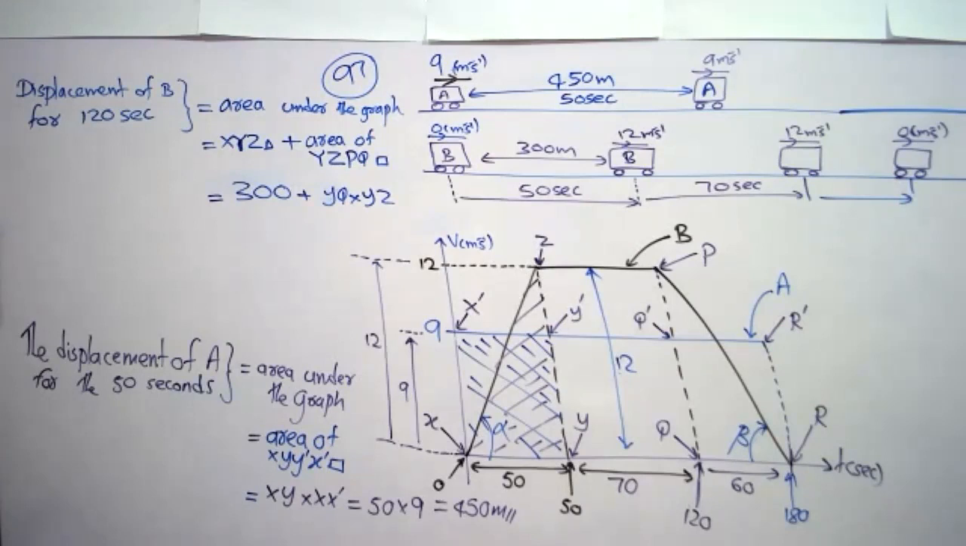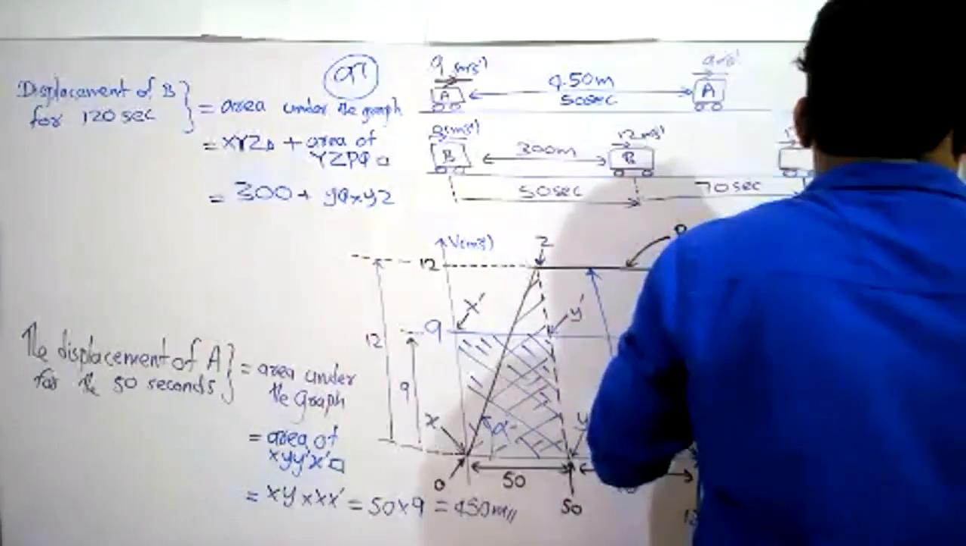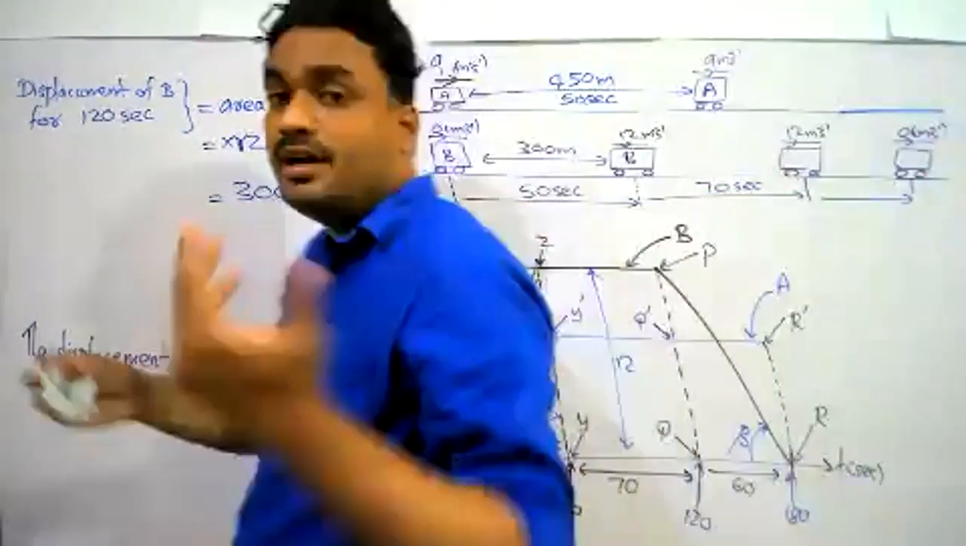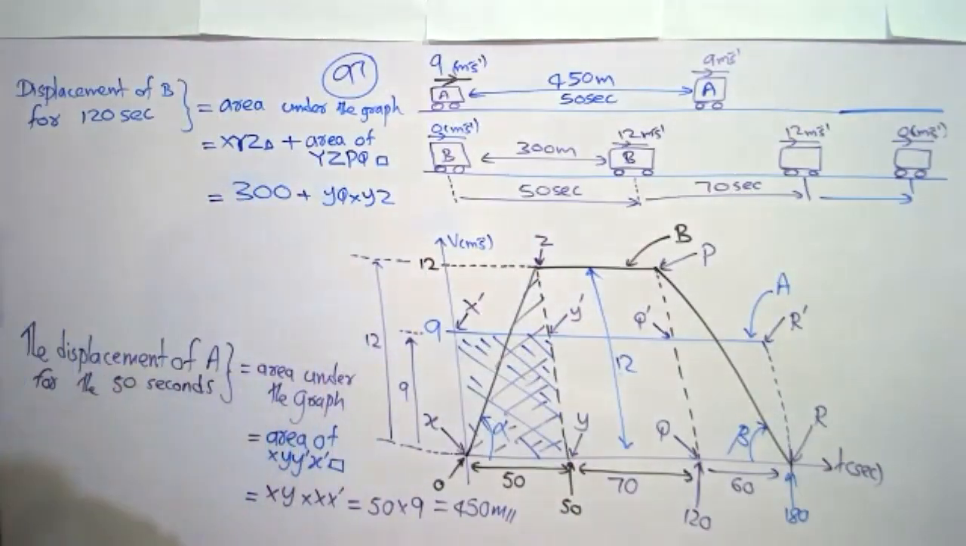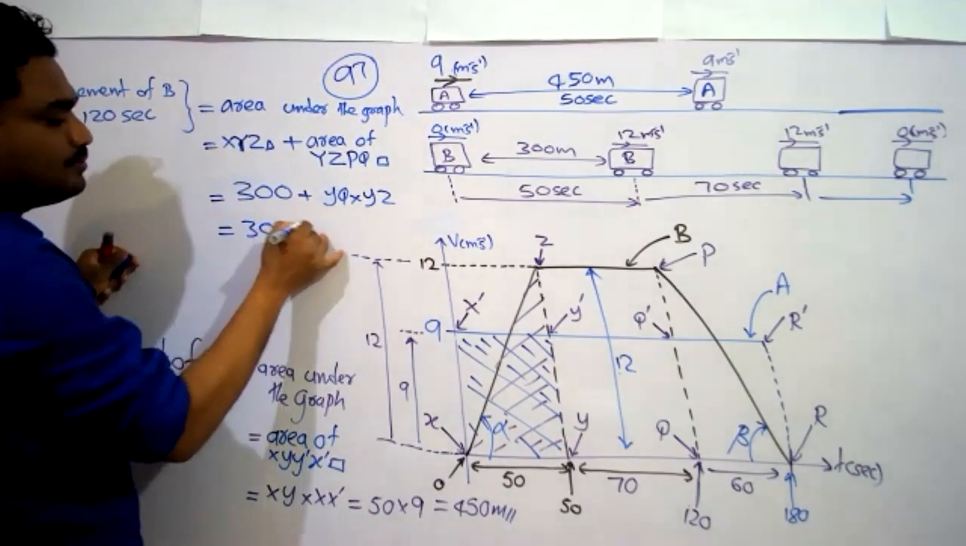If you have found the displacement of vehicle B for 120 seconds, send your answers to me here. I'm waiting for your answers. Some students have already sent me the answers. Quickly here. What is the displacement of vehicle B after 120 seconds, or during the time period of 120 seconds? That's what I'm asking. So this is 300. We have already found it, so I do not worry about it.